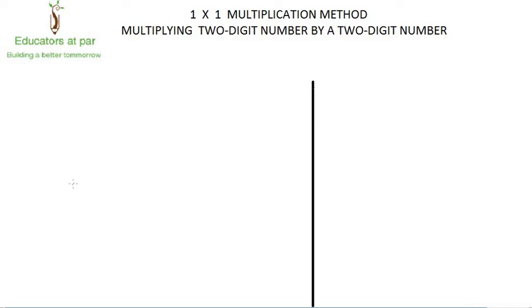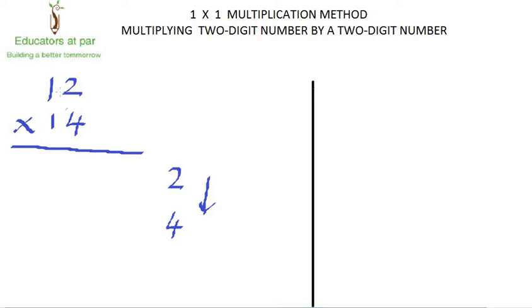Hello everyone, today we'll be learning how to multiply a two-digit number by a two-digit number using the 1 cross 1 method. Let's start with a very simple question, that is 12 multiplied by 14. Now how to go about it? We'll be multiplying the numbers at the ones place together. That will be the first step.